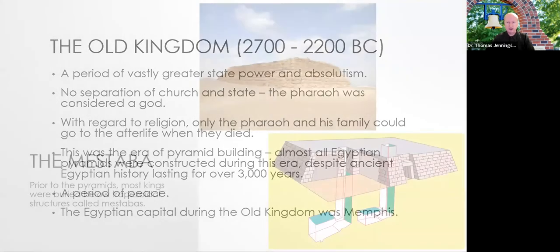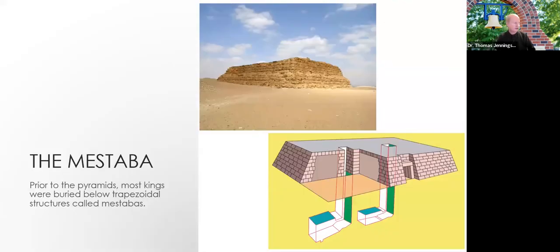So where were people buried before pyramids? Well, the Egyptians had what were called mastabas, big trapezoidal platforms with a door, and there would be subterranean chambers. So the tomb would actually be underneath, and then there would be a temple on the surface. You'd have to climb down a ladder to get down into the actual burial chamber.